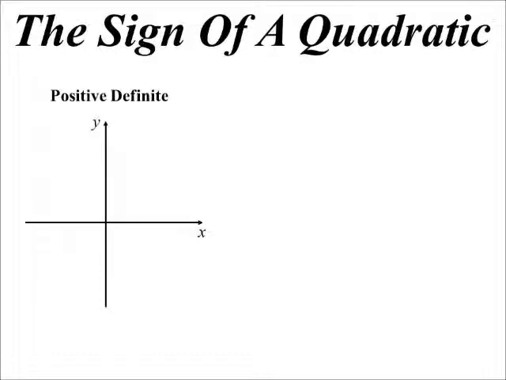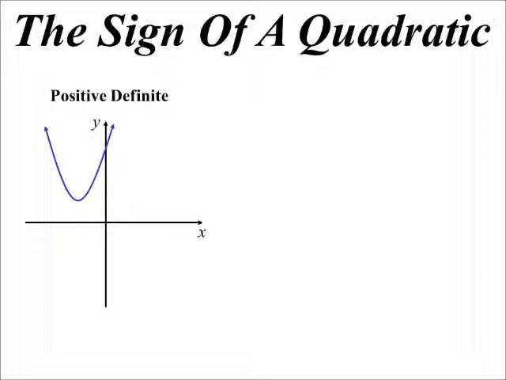The sign of a quadratic. There's a couple of terms that you may see. So, positive definite. That's an example of a parabola that's positive definite. Now, where it gets its name from is, it doesn't matter what value you substitute in, you're definitely going to get a positive answer. So basically your parabola is always above the x-axis. So it's always going to be positive.